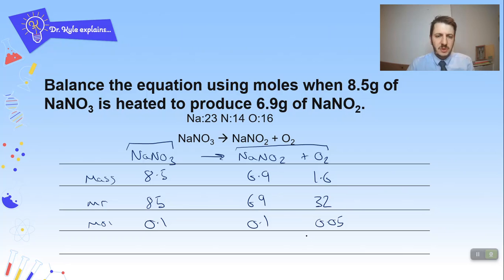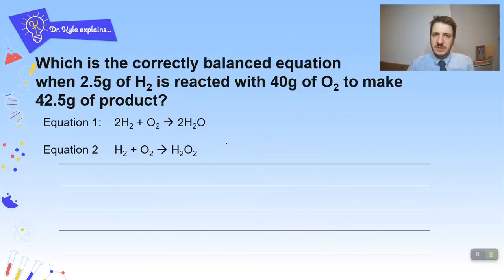moles. So you might be able to see it straight away, but if you can't, this is a slightly trickier one. Divide each one by the smallest number of moles. And so once we do that, hopefully we can see 0.1 divided by 0.05 is going to be 2, 2, and 1. Which just so happens to be the numbers that you need to put in front here to balance your equation using moles. Okay, slightly different question here.